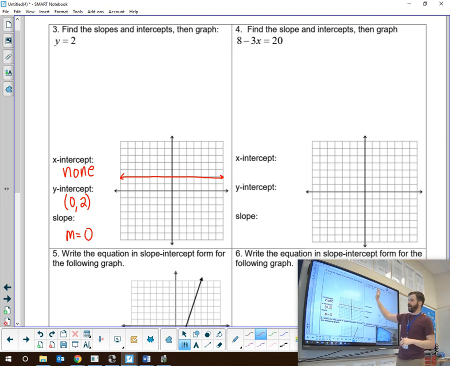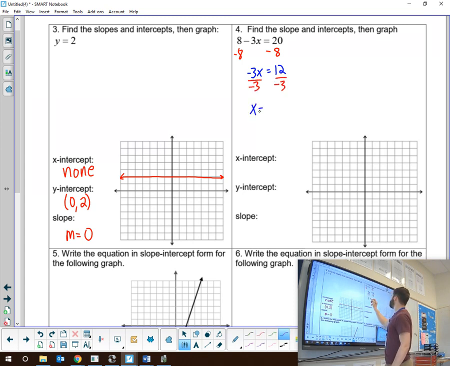Number 4 is kind of the same thing. I don't have a y, I just have an x. Let me show you what this slope looks like, okay? All right, so 8 minus 3x equals 20. Let's solve for x. I'm first going to subtract 8 from both sides. That's going to leave me with negative 3x equals 12. Divide both sides by negative 3. So x is going to equal negative 4.